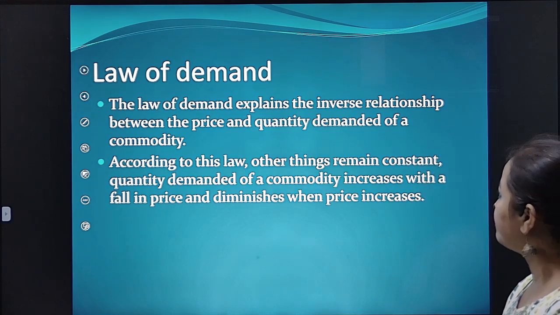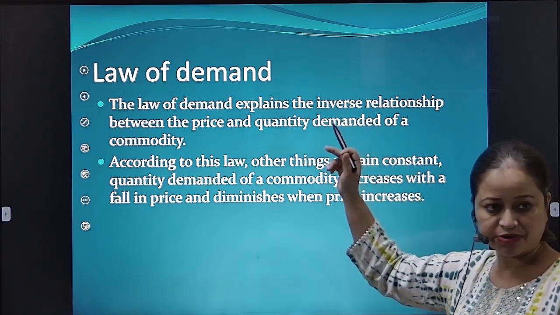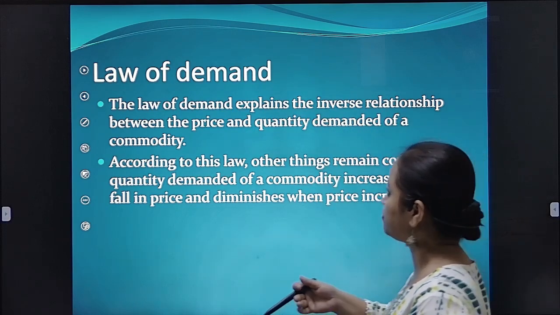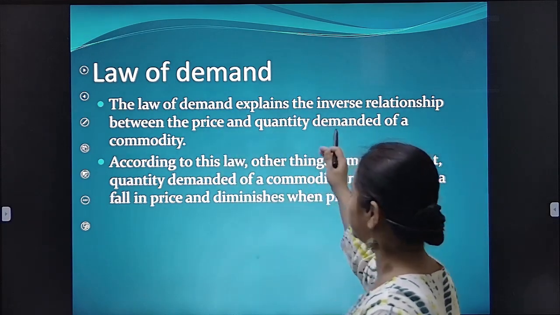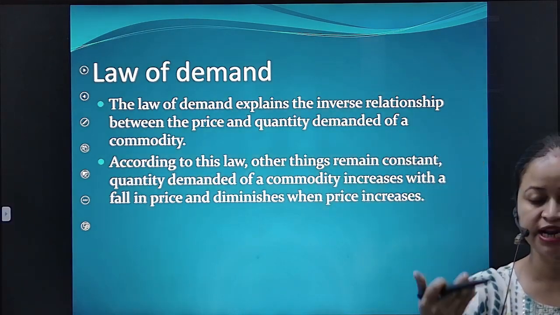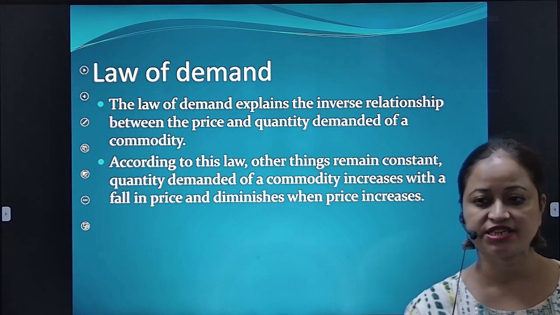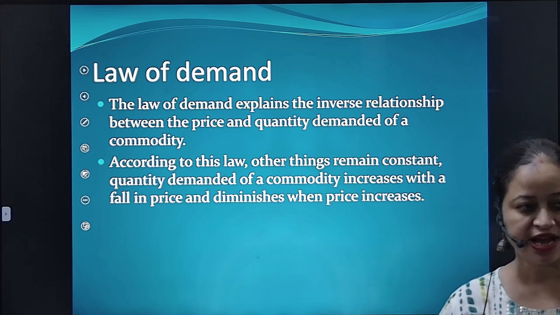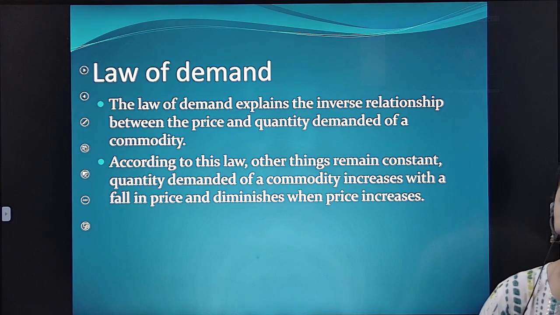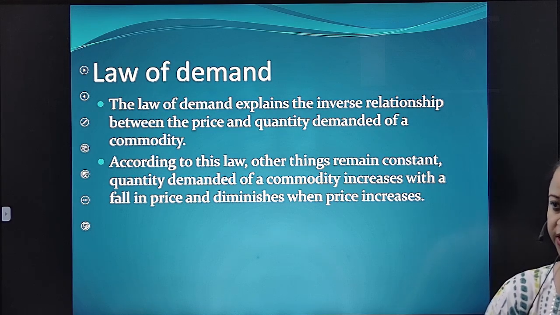So the law of demand explains the inverse relationship, remember, inverse relationship between price and quantity demanded. Okay, inverse: when price goes up, quantity demanded goes down, and when price goes down, quantity demanded goes up. That's why there is an inverse relationship between price and quantity demanded according to the law of demand. Okay.